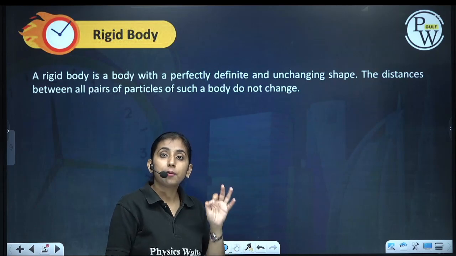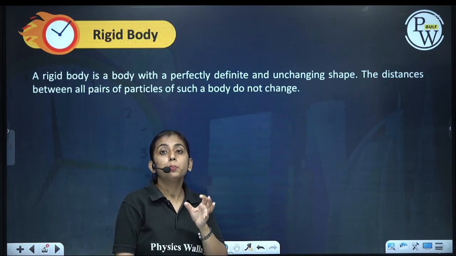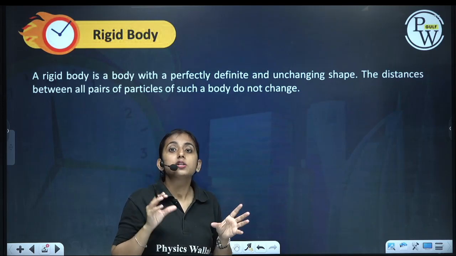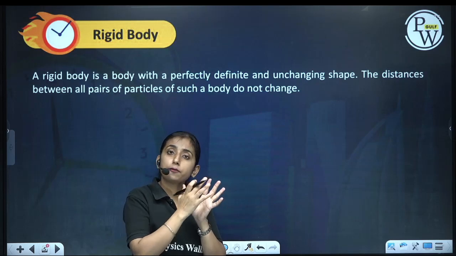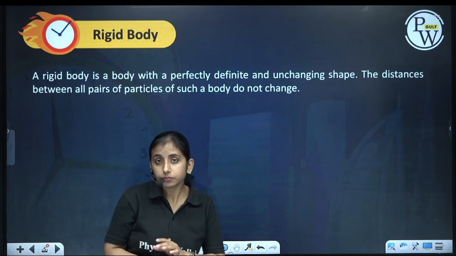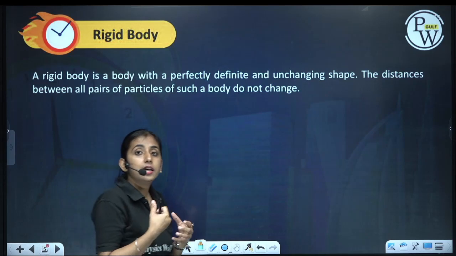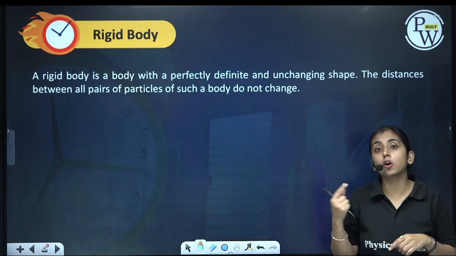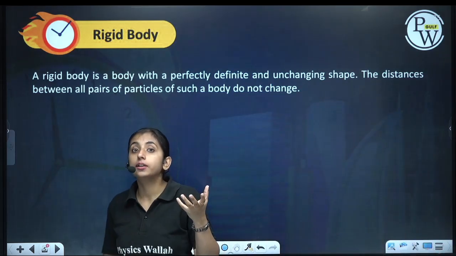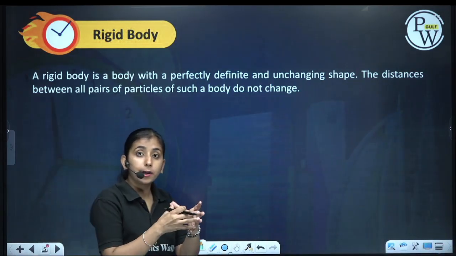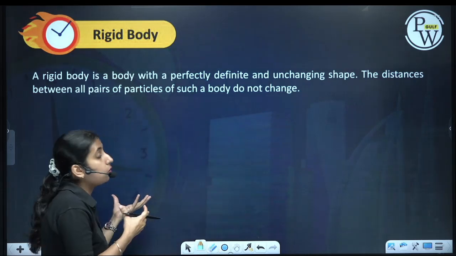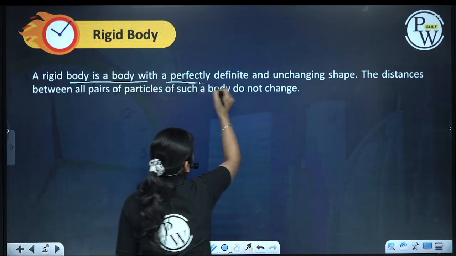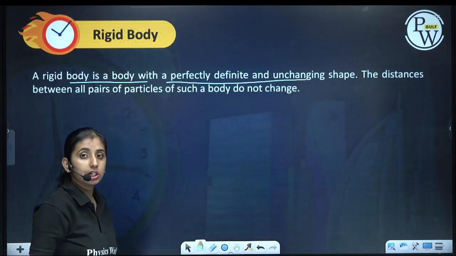A rigid body is any object which maintains its shape and size. It always has a fixed shape and fixed size. Under the action of forces, a rigid body can translate or rotate, but it cannot change its shape. Such a body is called a rigid body. A rigid body is a body with a perfectly definite and unchanging shape.